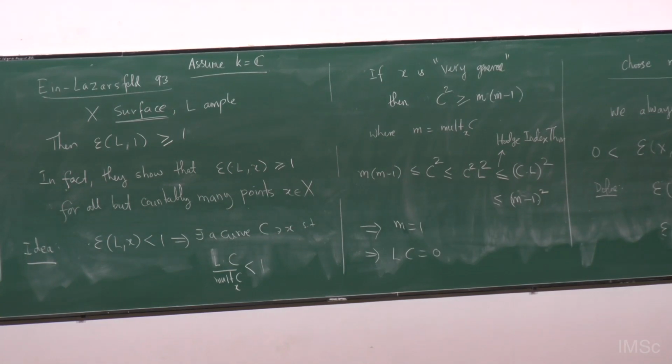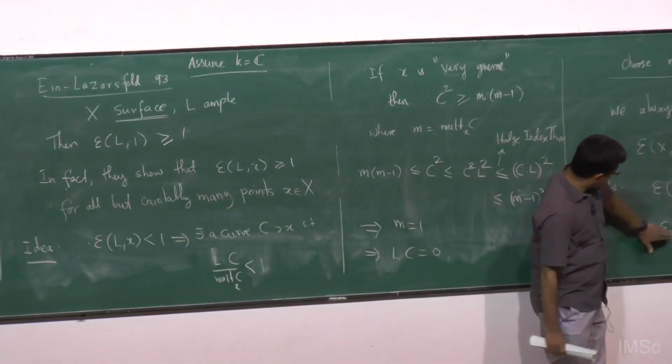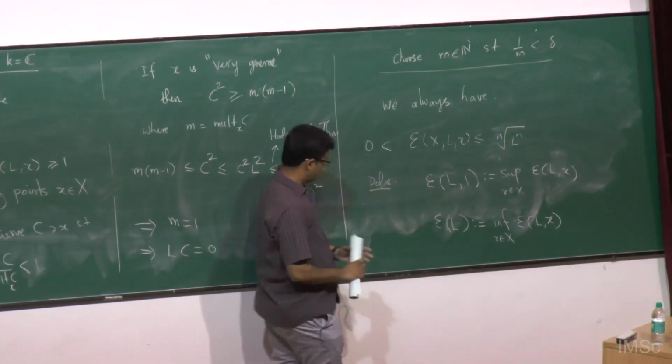Miranda's example gives you an example where this can be very small. Hein-Lazarsfeld say on a surface that this can't be very small. Okay.